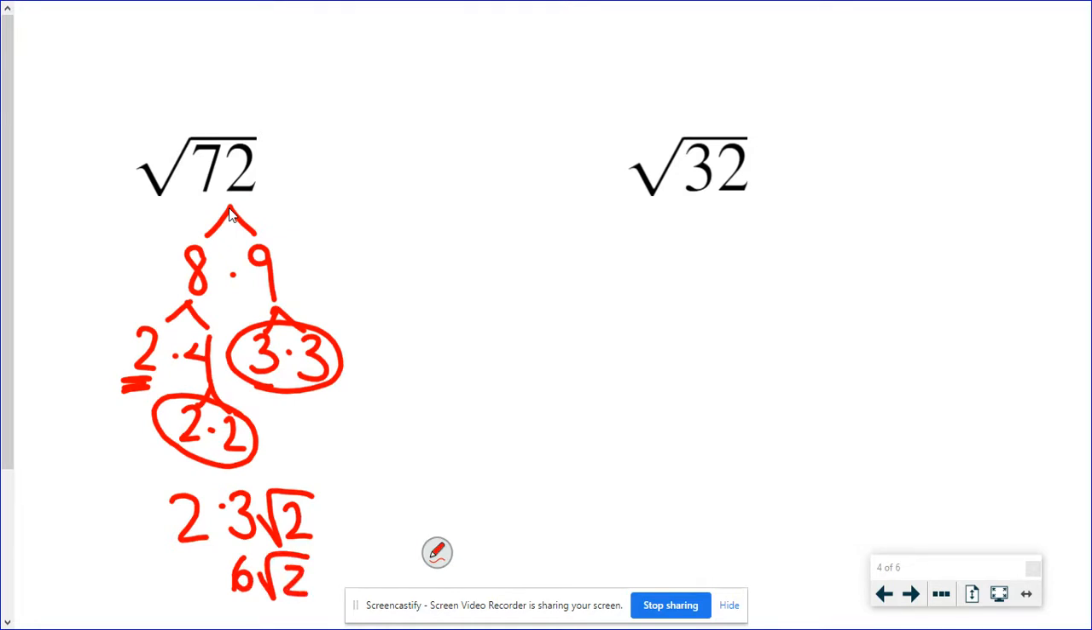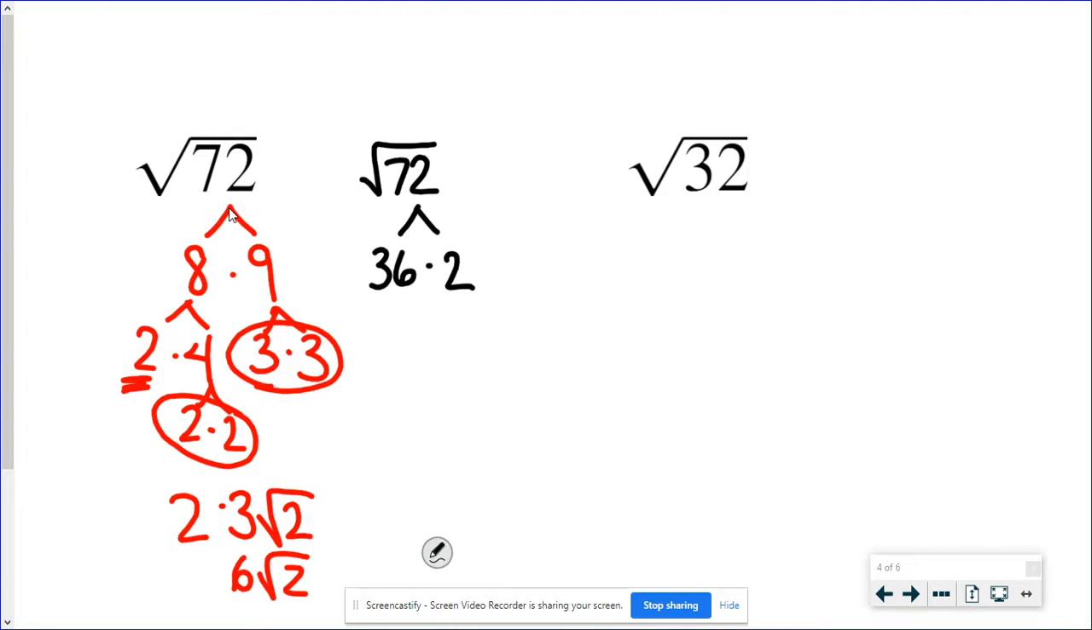Now I want to point out a different way of doing this problem, in particular the square root of 72. If you did use a 2, I would hope that it's not because of the 2. Here's the other thing that goes with 2: 36 can be multiplied by 2 to make 72.